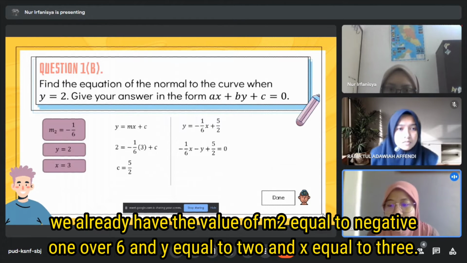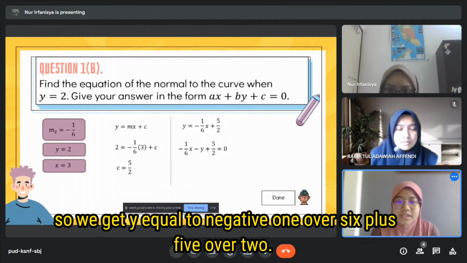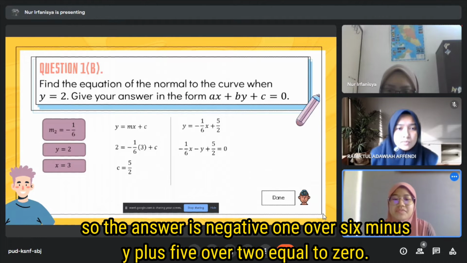So we already have m2 equal to negative 1 over 6, y equal to 2, and x equal to 3. So just substitute into the formula y equal to mx plus c. So we get c equal to 5 over 2. And we get y equal to negative 1 over 6 x plus 5 over 2. But the question asks to give it in the form of ax plus by plus c equal to 0. So the answer is negative 1 over 6 x minus y plus 5 over 2 equal to 0.